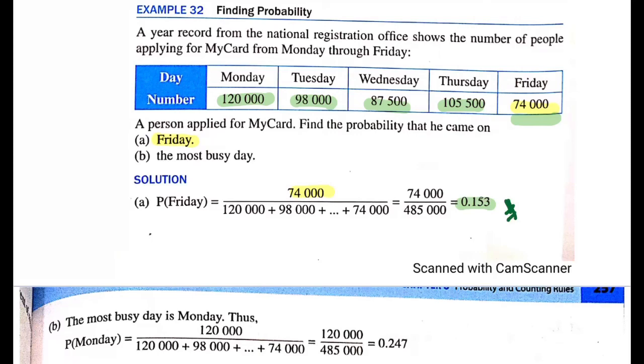And the last question asks us about the busiest day. For the busiest day, you just compare all of them. It is Monday. So just take the number of people coming on Monday here, 120,000, and divide by the number of the sample space. So we'll get the answer 0.247.